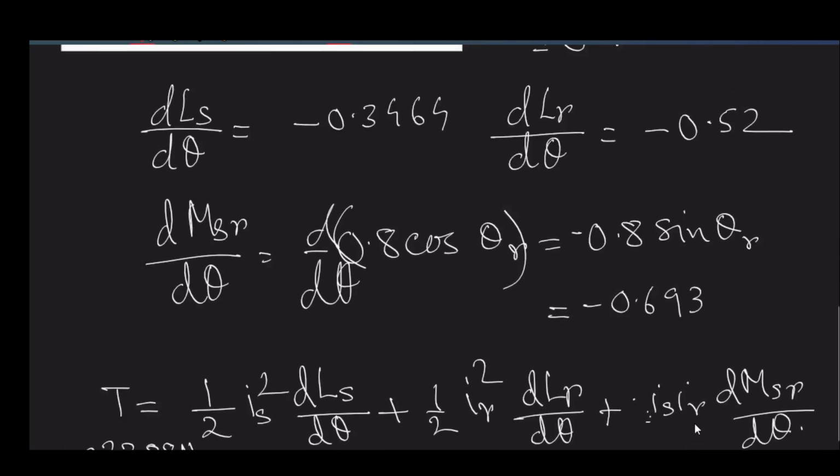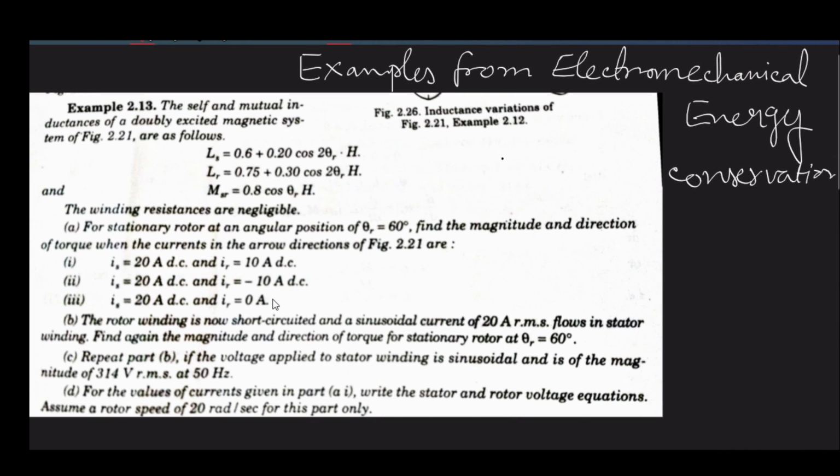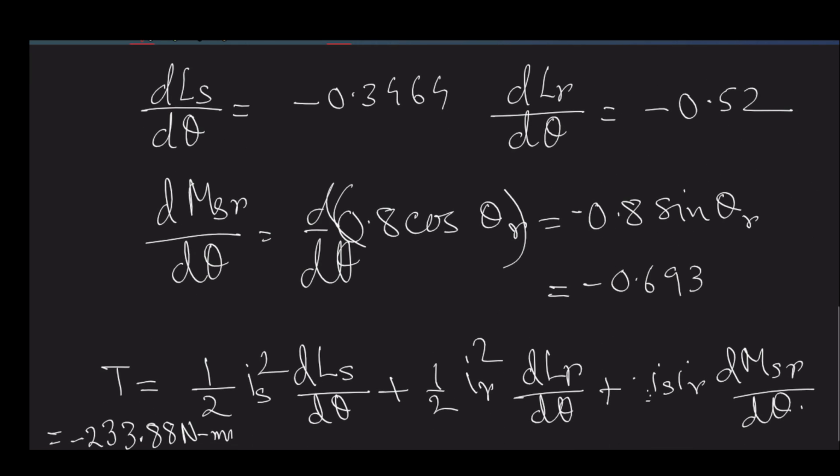So in the next part, they are asking that the rotor winding is now short circuited, that means the rotor current is zero, and a sinusoidal current of 20 ampere flows in the stator winding. Basically, it is a case of a very popular machine in electrical machines, known as the salient pole synchronous machine, and if you short its stator, it behaves like a reluctance motor. So let us study this.